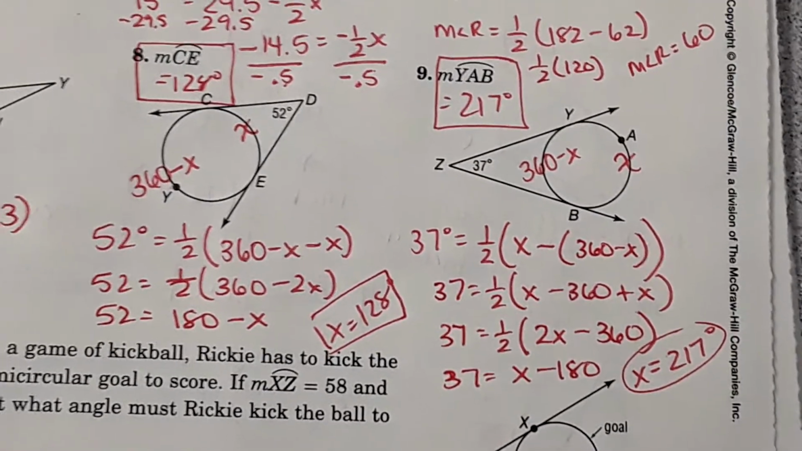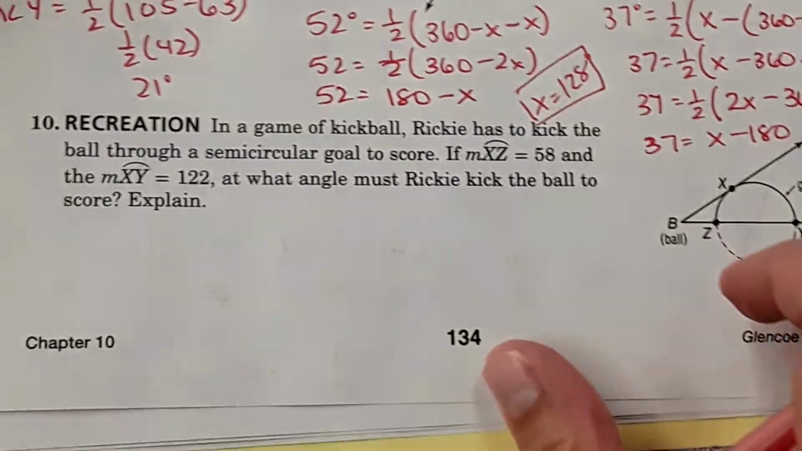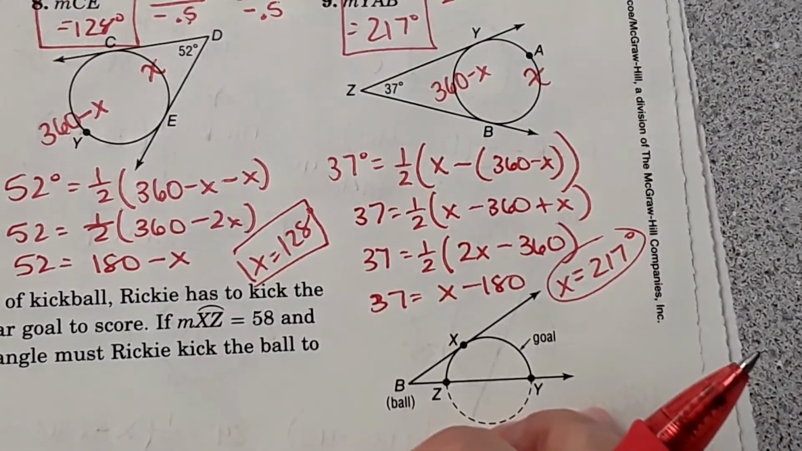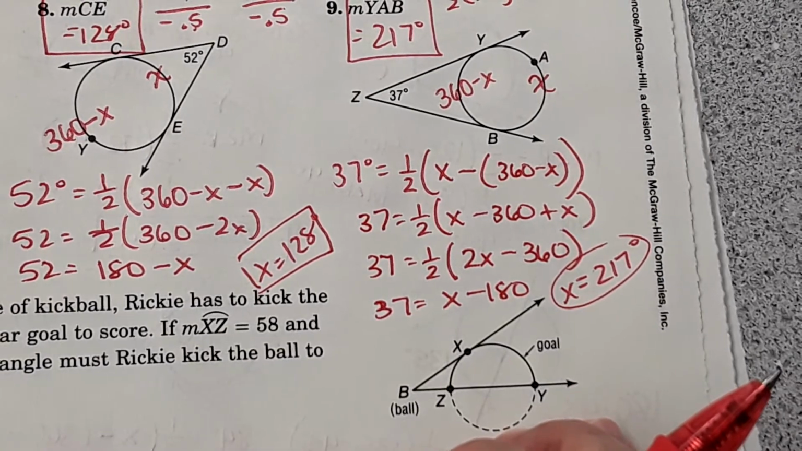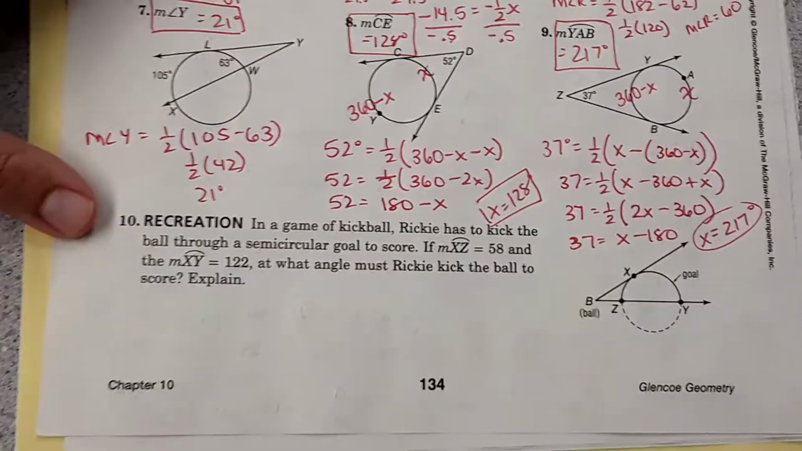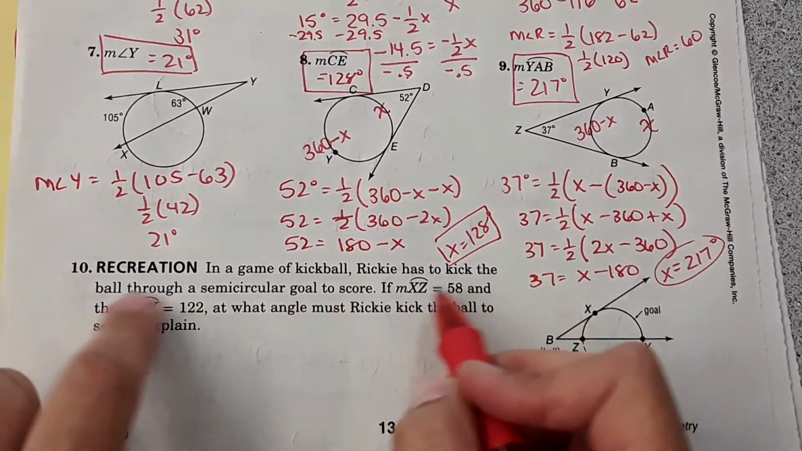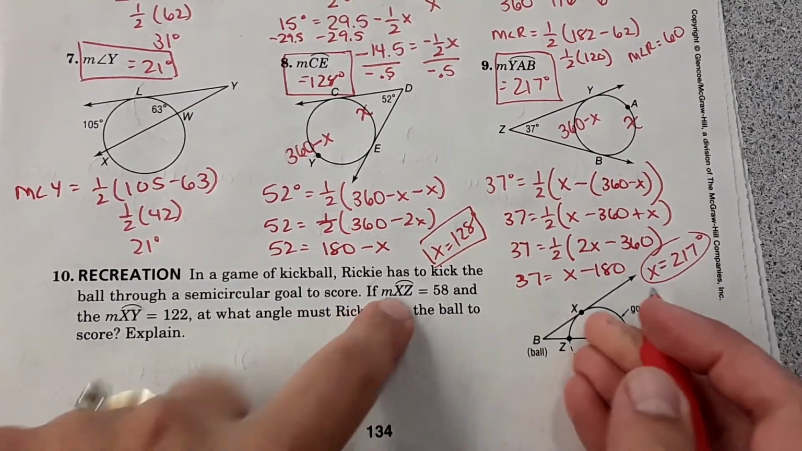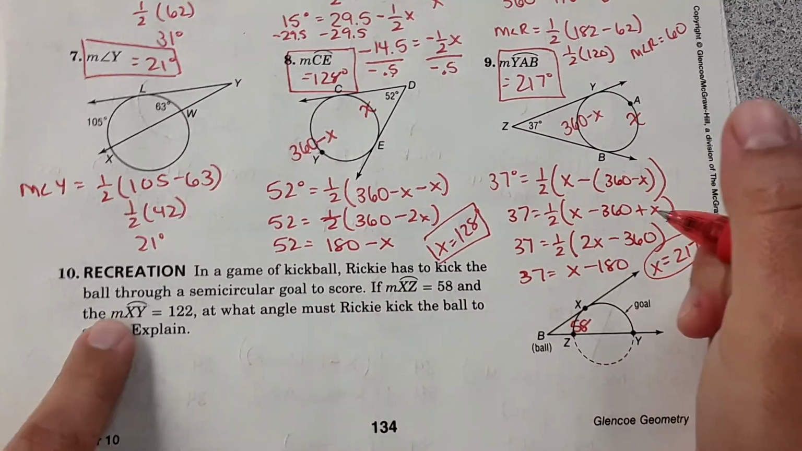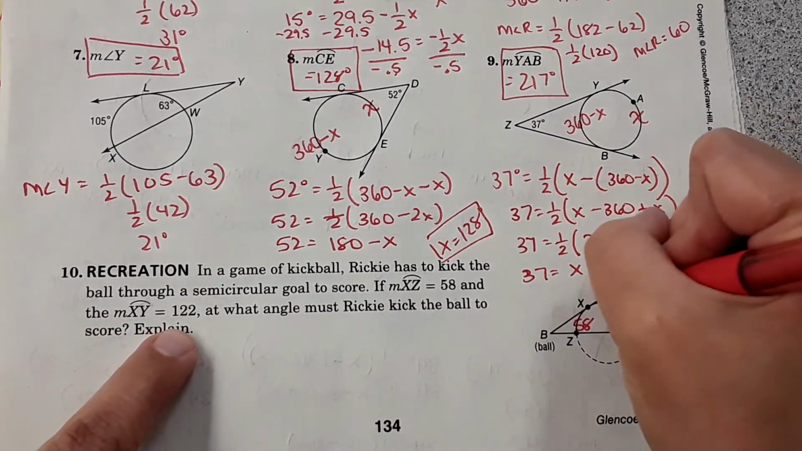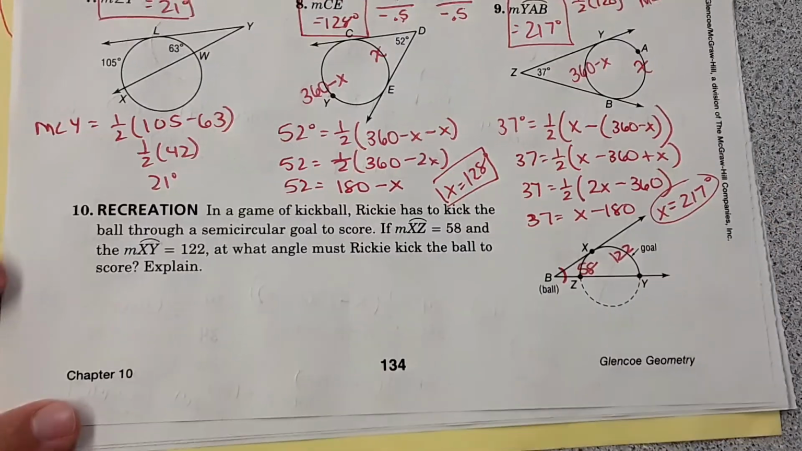And the last one. The last one's actually pretty easy. Would you give that one? 217 degrees. Okay, this problem says that Ricky has to kick a ball through a semicircle goal to score. If measure of arc XZ is 58 and measure of XY is 122. What angle must he kick the ball? So what's this angle here?